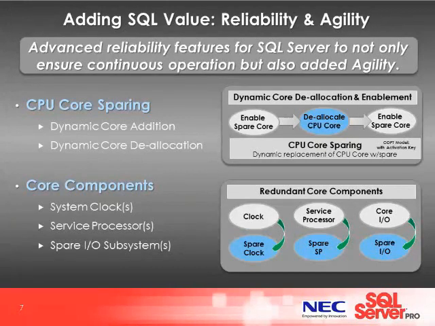In addition, the system is designed with redundant core components such as a spare service processor, system clock, and core I/O. That means that if any of the components fail or exhibit a threshold, the spare is automatically utilized and proactive action can be taken without outage. These types of features were designed specifically to reduce any single point of failure to ensure continuous operation and uptime.